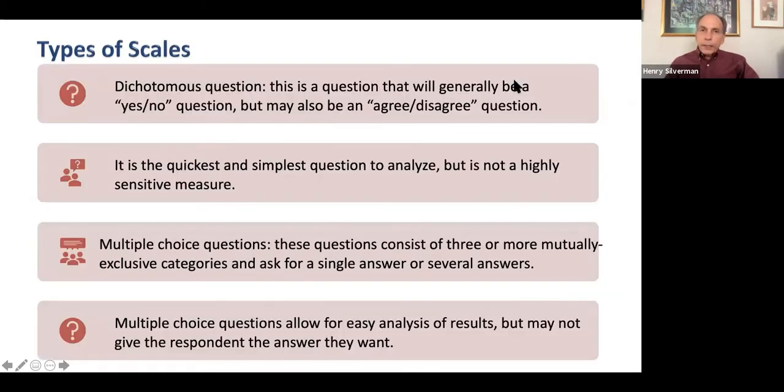So dichotomous question, well, it's usually agree or disagree. It's the simplest way to analyze, but not highly sensitive. Multiple choice questions consist of 3 or more mutually exclusive categories and ask for a single answer. And multiple choice questions allow for easy analysis, but may not give the respondent the answer they want to give.